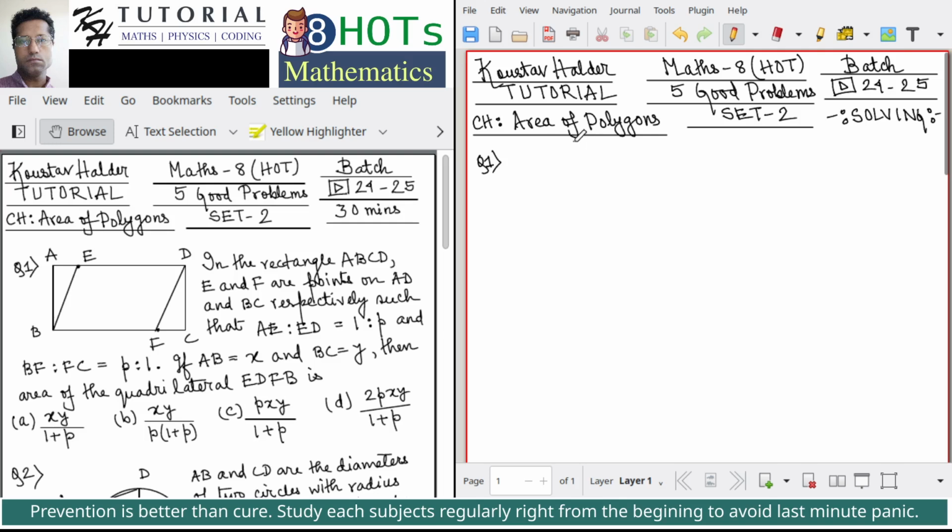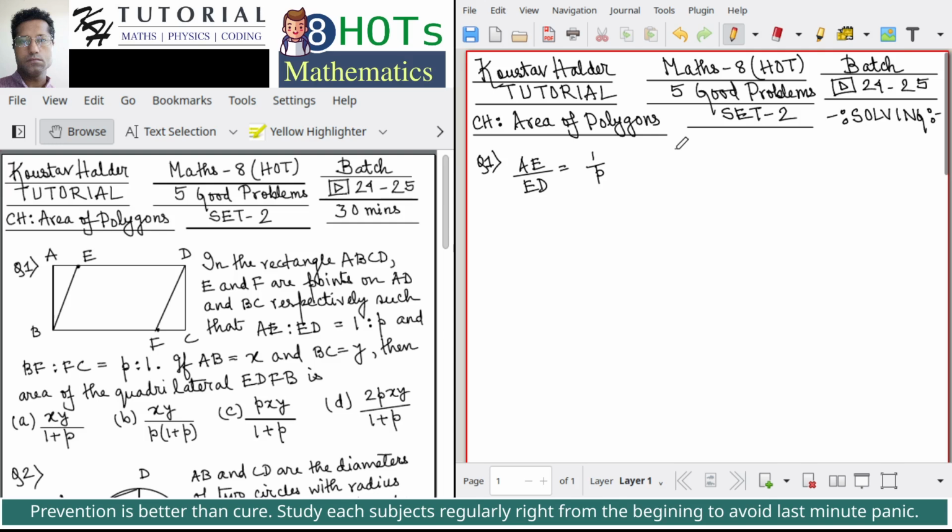Okay, so ABCD is a rectangle. The point E is dividing the side AD in the ratio 1 is to P. So it is given that AE by ED is equal to 1 by P. Now, first of all, how can we find the area of the quadrilateral EDBF?